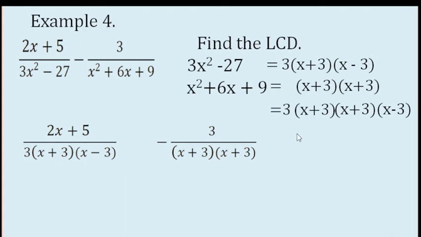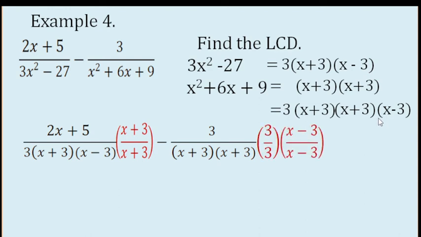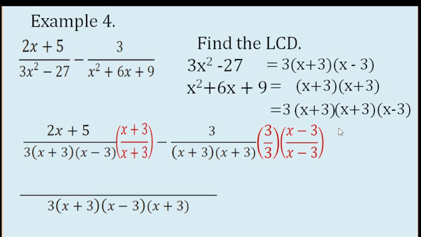Now here we will try to see what we need to complete the denominator. 3, x plus 3, x minus 3. So we still need x plus 3 over x plus 3. And here, okay, we have x plus 3, x plus 3. We need a 3 and an x minus 3. So that's 3 over 3 and x minus 3. Now we will copy down the common denominator.